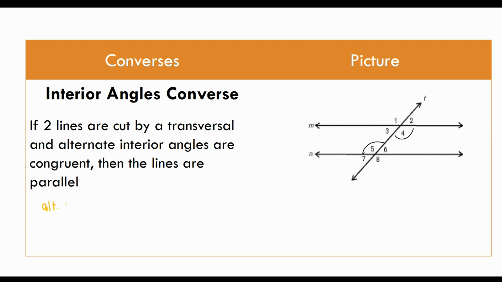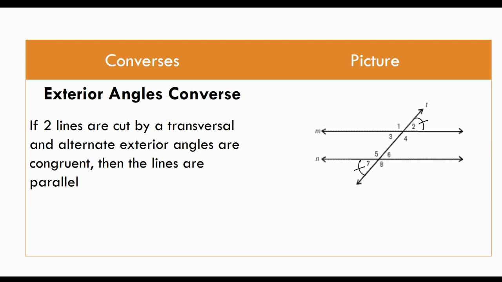So because alternate interior angles are congruent, that is enough information to then give us parallel lines. So essentially, because angle 4 is congruent to angle 5, we know that line M is parallel to line N. But that's only because they're alternate interior angles and they fit this converse.